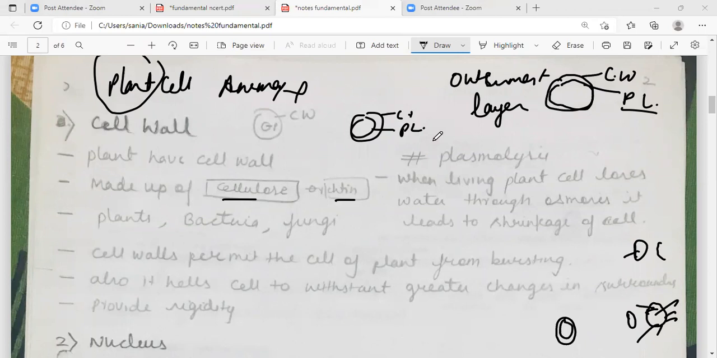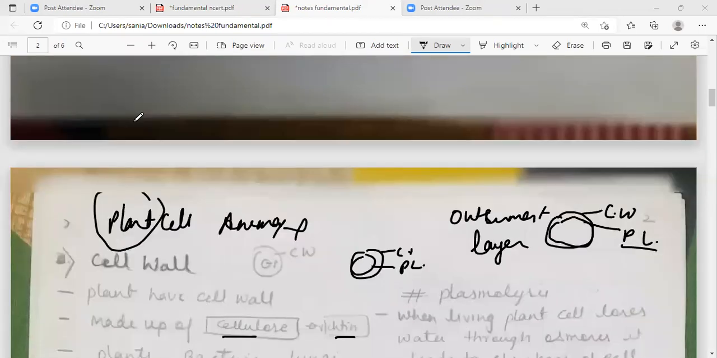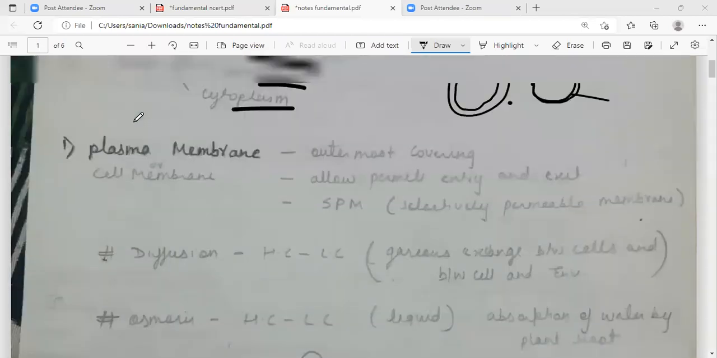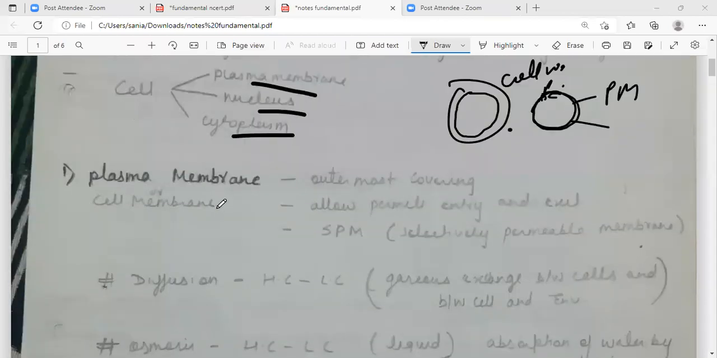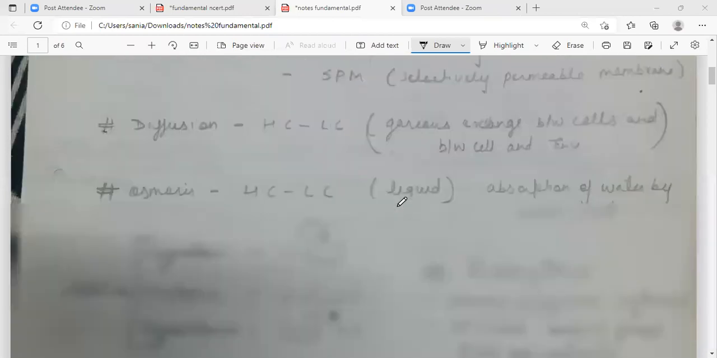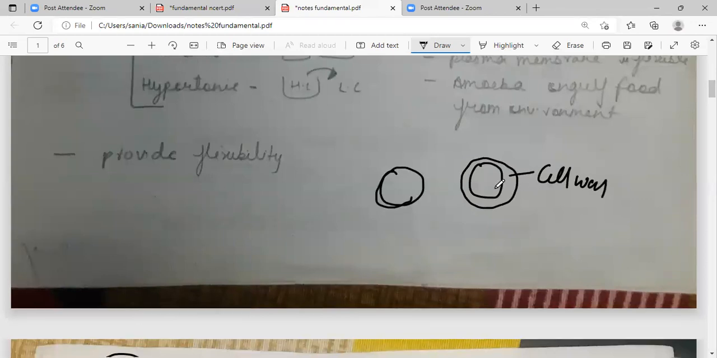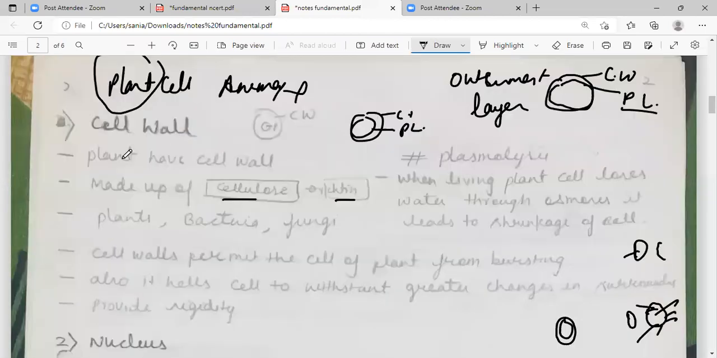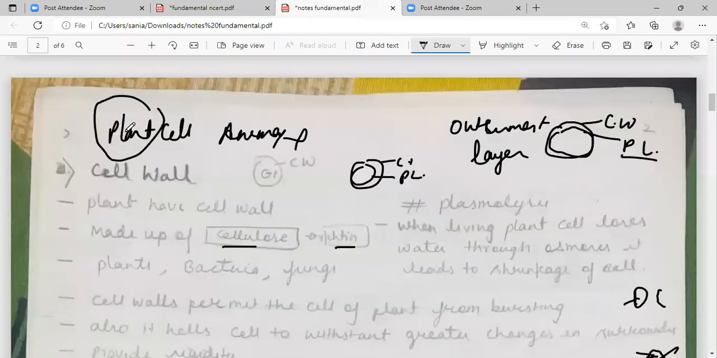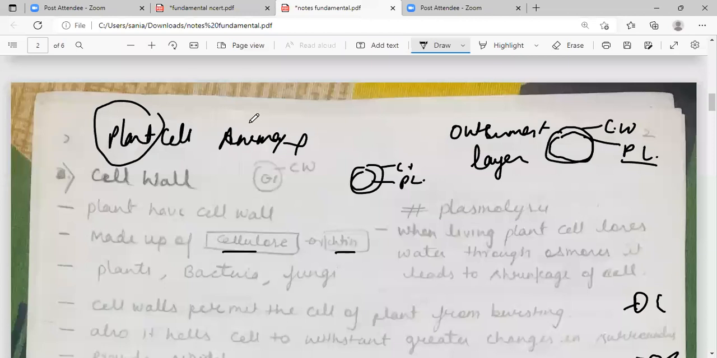Good. So I just started with the next topic. In the previous chapter we did plasma membrane. Most of the time, this is plasma membrane, the layer, but sometimes outside the plasma membrane there is a layer which is known as cell wall. So you have two layers. The outer one is known as cell wall and the inner one is known as plasma membrane. So today we are discussing cell wall. First remember, there are two things: plant and animal. Animals don't have cell wall, but plants have cell wall.